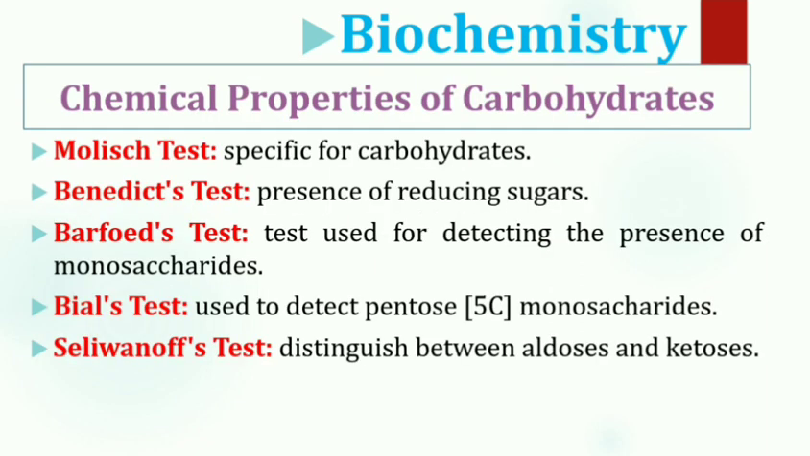Then we will see the chemical properties. What are the reactions associated with carbohydrates, or the chemical properties of carbohydrates? Molisch test is specific for carbohydrates. Then the Benedict test, with which we can determine whether the sugar is a reducing sugar. The Benedict result is used for the presence of reducing sugar.